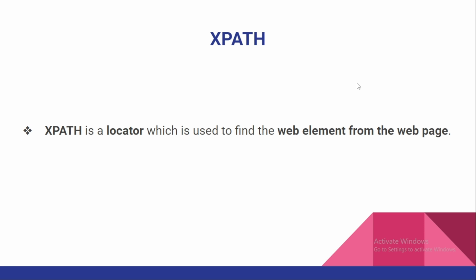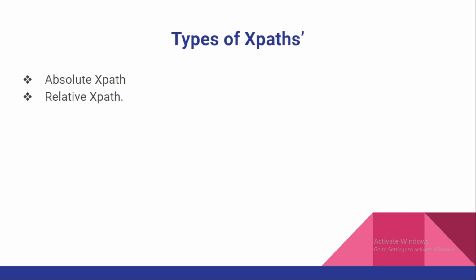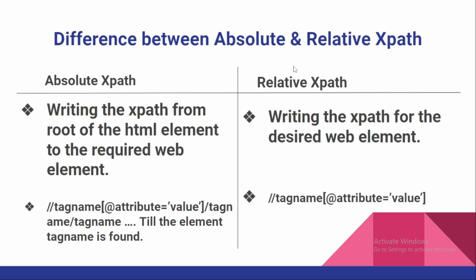We already know what XPath is. XPath is a locator which is used to find the web element from the web page. And we have two types of XPaths. One is absolute XPath and the second one is relative XPath. Let us discuss it in detail: the difference between absolute and relative XPath.